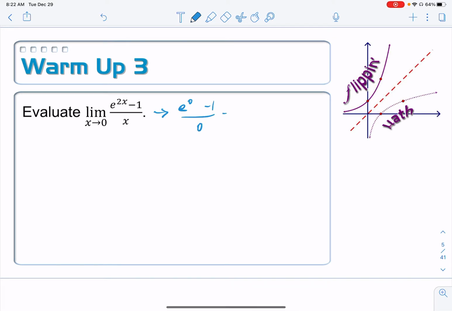Well, we know it's already undefined. Oh, watch your equal sign there. And then e to the 0 is 1. 1 minus 1 is 0 over 0. It's indeterminate.